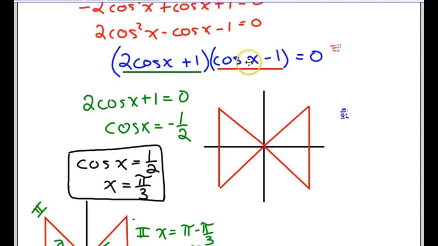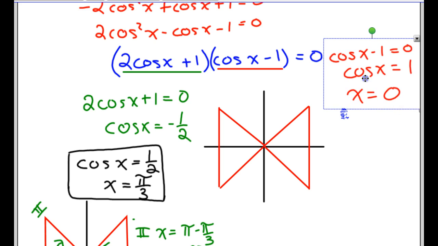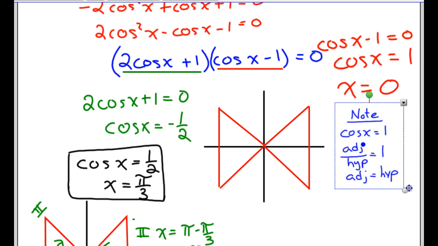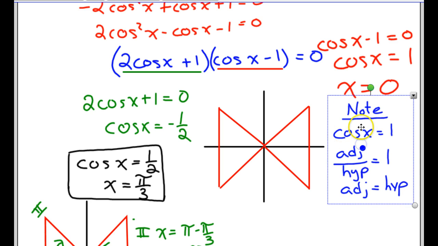The second half of the question, cos x minus 1 equals 0, means that cos x will be equal to 1. That occurs when x is 0. And again, a calculator will help you figure that out. But if you're not sure why that works, if cos x is going to be 1, that means that the adjacent divided by the hypotenuse has to equal 1, which means that my hypotenuse actually has to be the same length as the adjacent. The only way that's going to occur is if it's actually the same line.